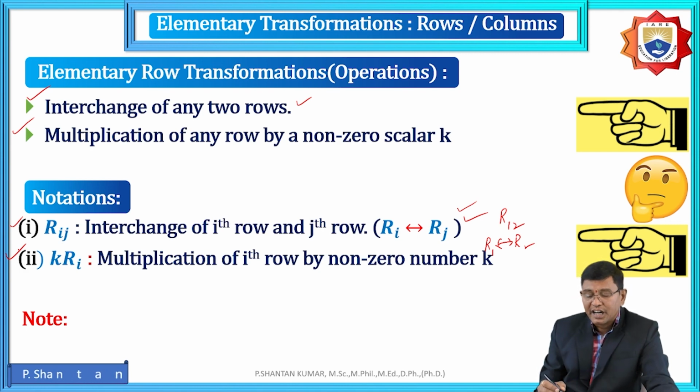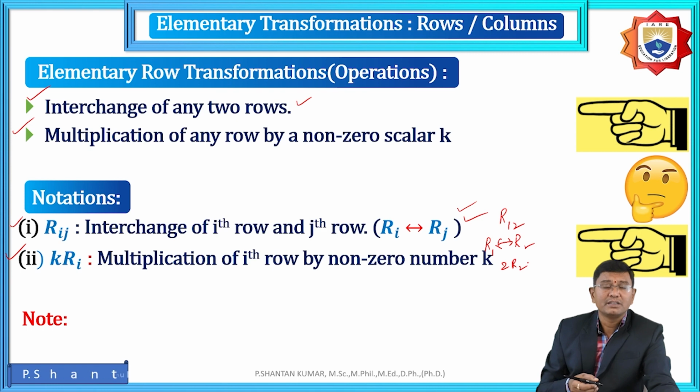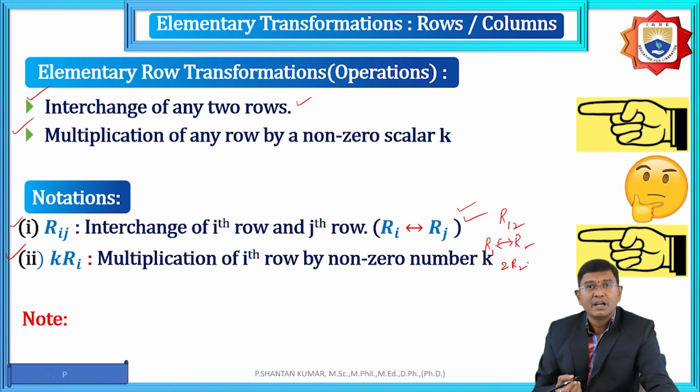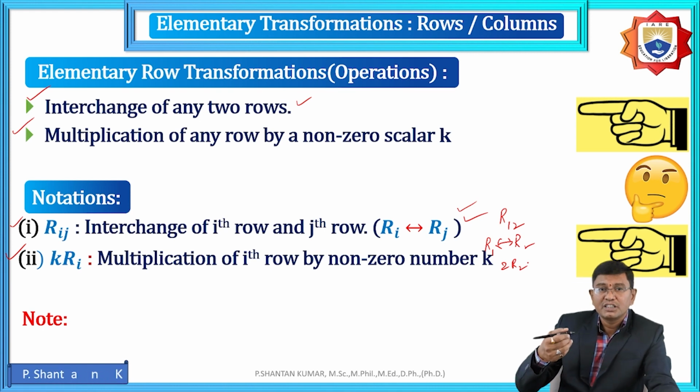That is k. For example, here it is 2 into r2 like that. Here k is nothing but 2. That is the meaning of multiplication by any non-zero number. Here k is a value. Remember, we need to understand that sometimes it is alpha, any value.